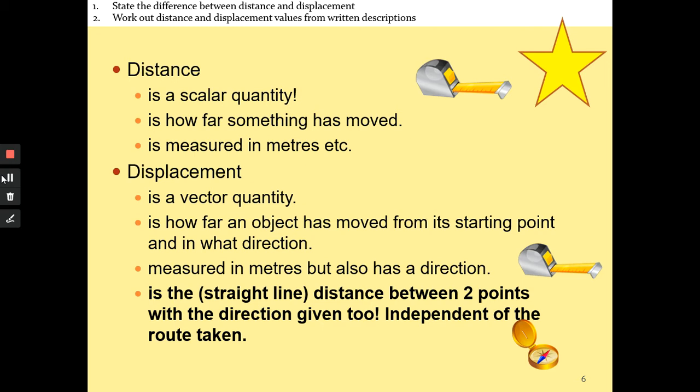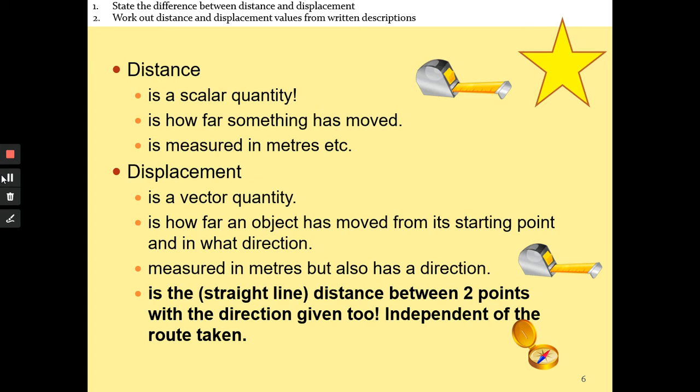When it comes to displacement, displacement is a word that really you're only going to be using in the physics context. And displacement is a vector quantity. Now, as a vector quantity, it has to be given a length and also a direction. But the length is very important. When it's a displacement, it's the straight line distance between your start and finishing points, independent of any route taken to get there. And when it comes to the direction, you need to make sure that it's the direction from the start point, not a direction during the course of the journey.